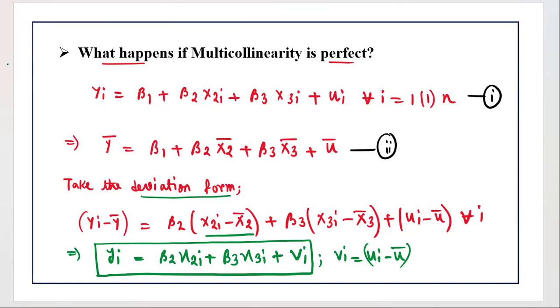Can you see that? Can you observe this? I hope this much is absolutely clear. So from the original model, we have derived something called the model in the deviation form. What is the model in the deviation form?